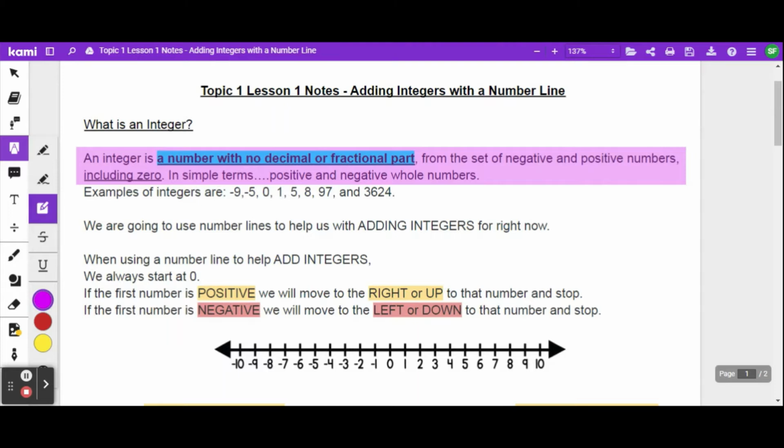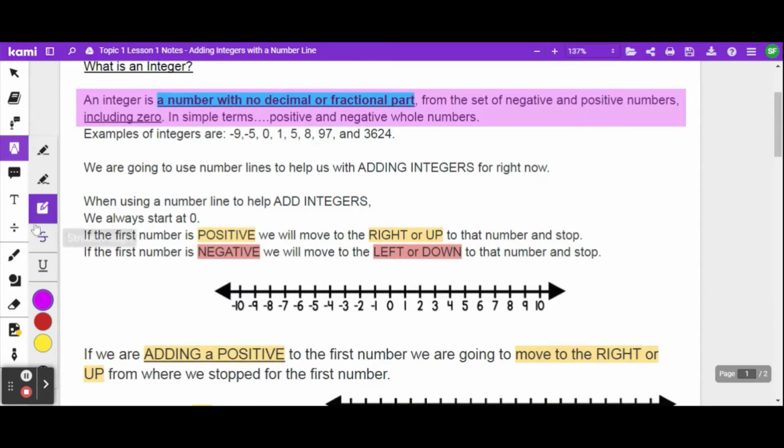So the first thing we're going to need to understand is there's going to be some directional movement on the number line. That first number in the math problem, if it is positive, we're going to need to start at 0, and then move to the right of 0. That is where the positive numbers are. If the first number is negative, we're going to start at 0 and move to the left, because that is where the numbers that are less than 0 are located.